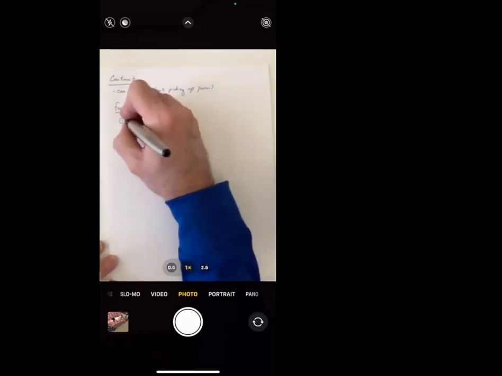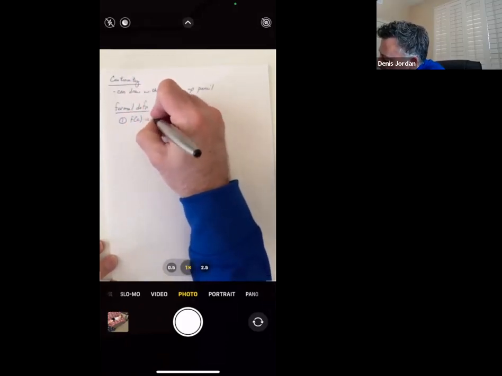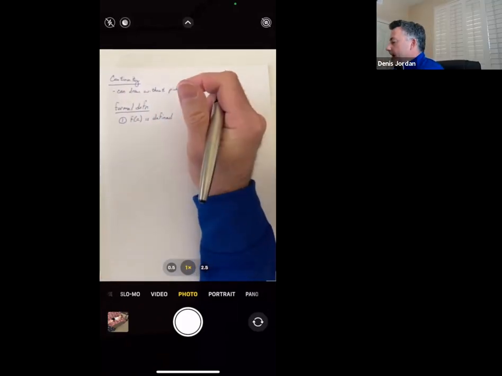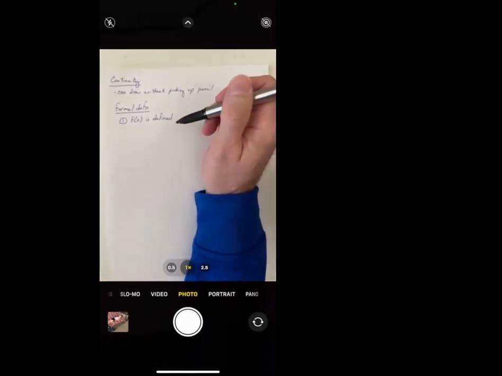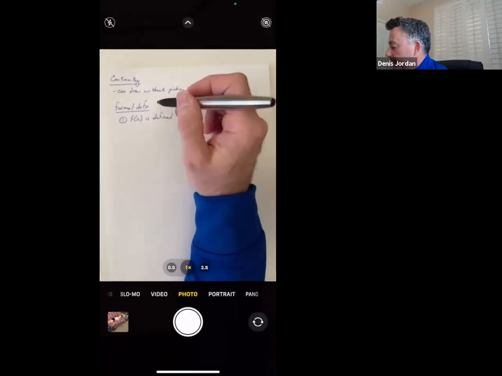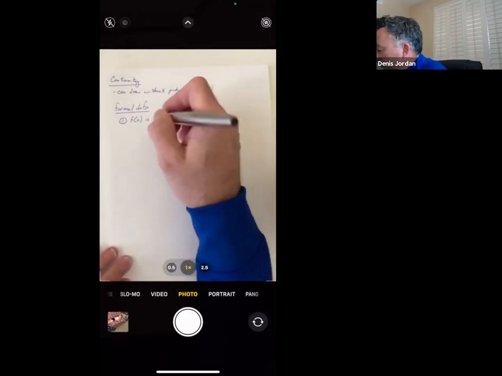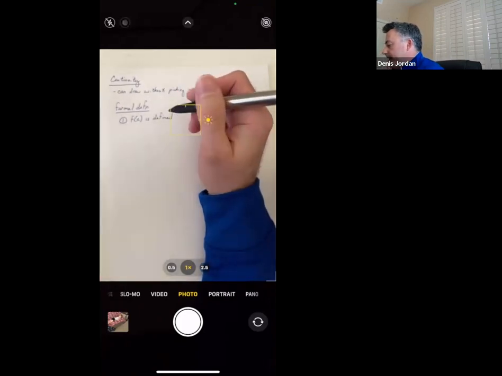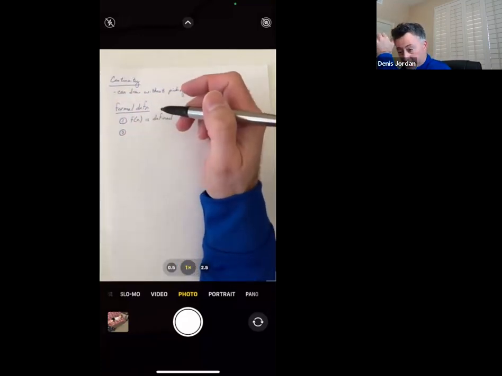f of c is defined. Okay, and what does that mean? It exists. So if you're looking at the graph, what would have to be there? A line or a dot. Yeah, you'd have to have some point at f of c. If there's a hole or a vertical asymptote or something like that, then it's not defined. Okay, so that's the first hurdle. The function has to be defined at c. What's another one?